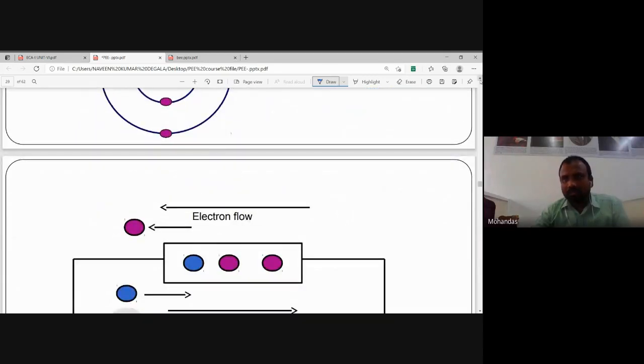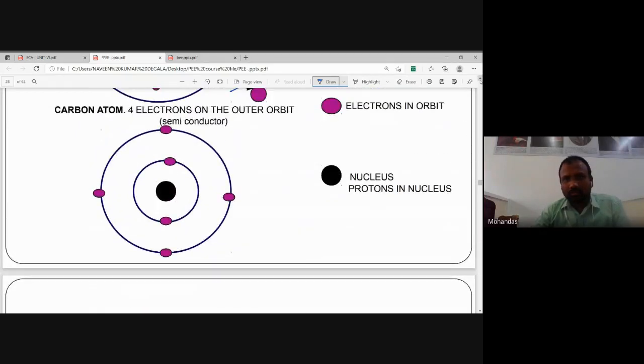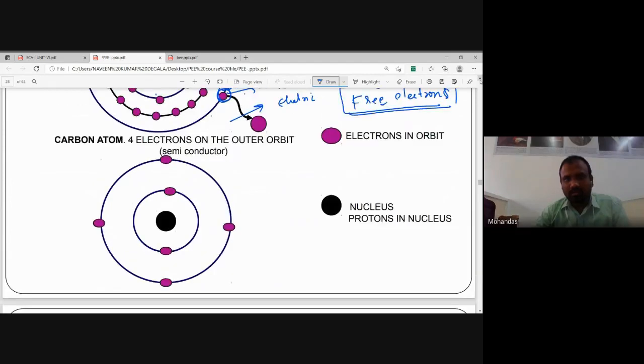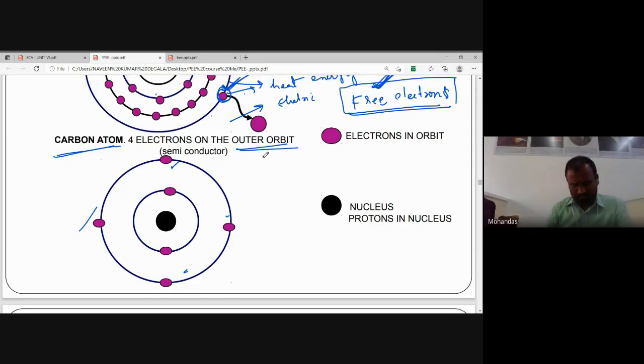Now see this diagram. If you take a carbon atom, 4 electrons are there in the valence shell, or outer orbit, or outer shell. Likewise, for different elements, the number of electrons present in the outer shells is different.